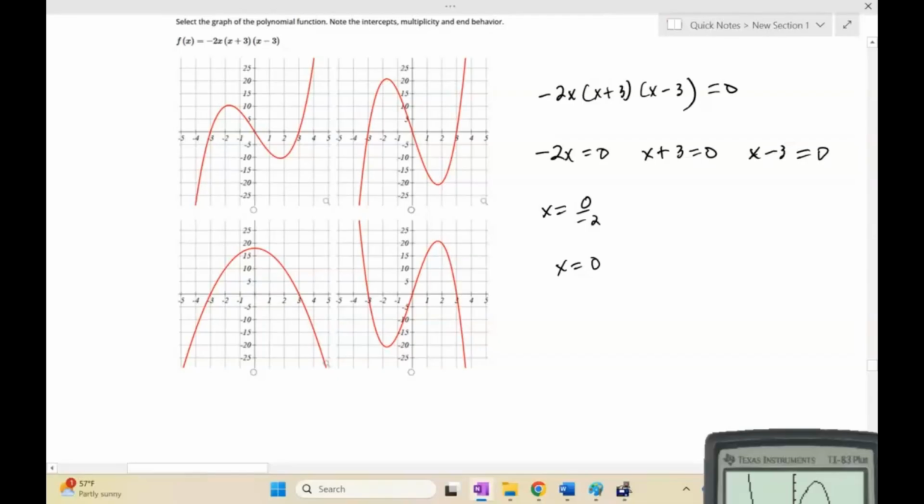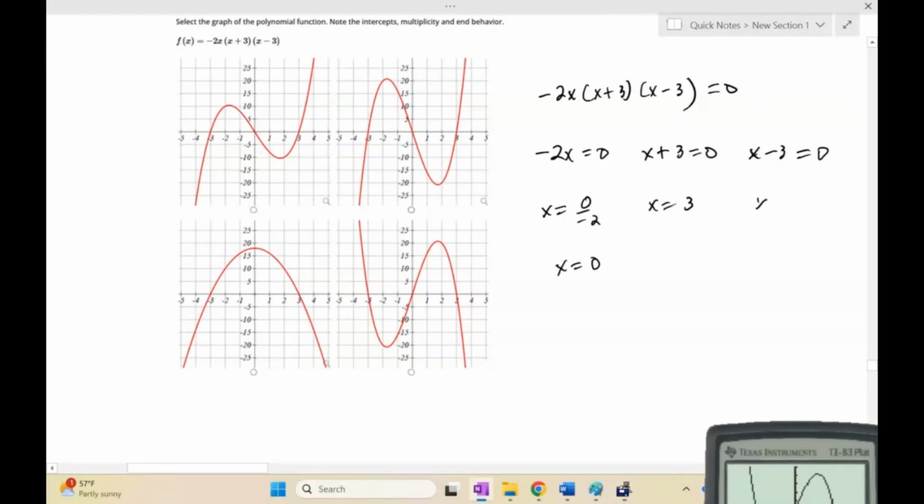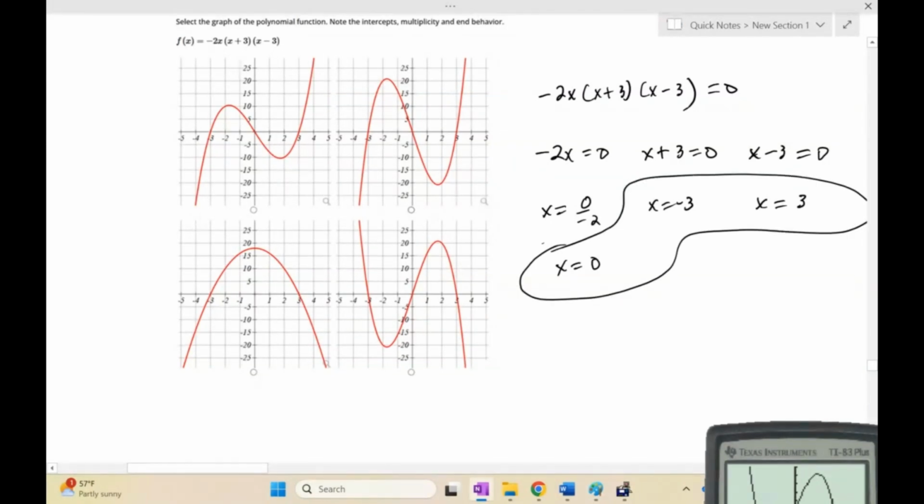If 0 is in the numerator and -2 is in the denominator, that's 0. Over here, I'm going to subtract 3. And over here, I'm going to add 3. Right. So these are the x-intercepts: 0, -3, and +3.